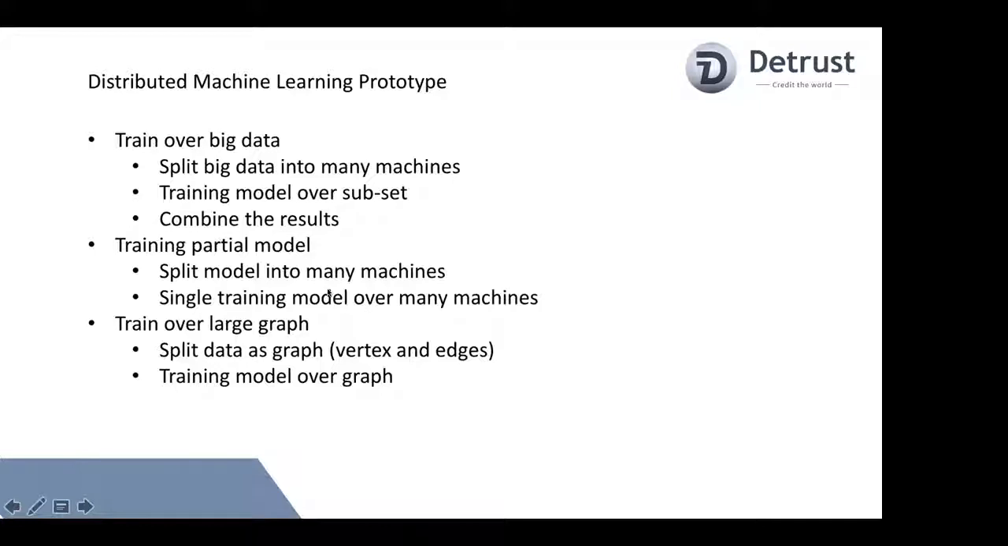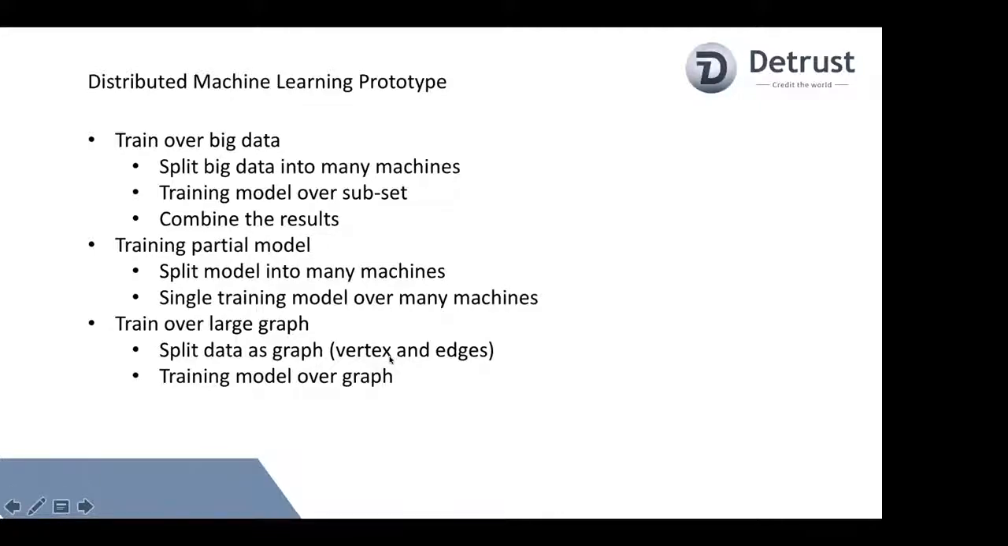The second methodology we use a lot is training the partial model. That means we split the model into sub-models, and then we train the sub-model on each machine. After we train the sub-models, we combine them together, so we have the overall machine learning model.